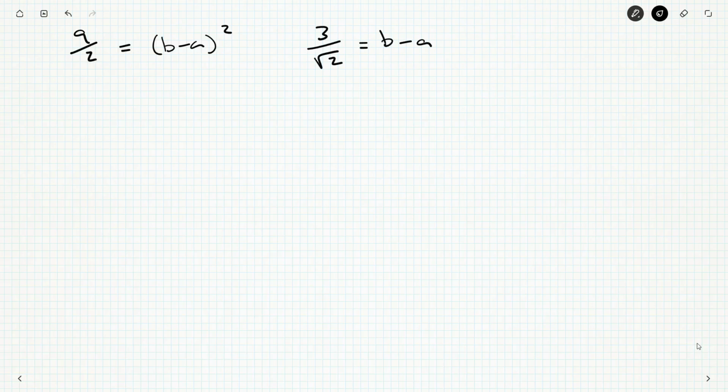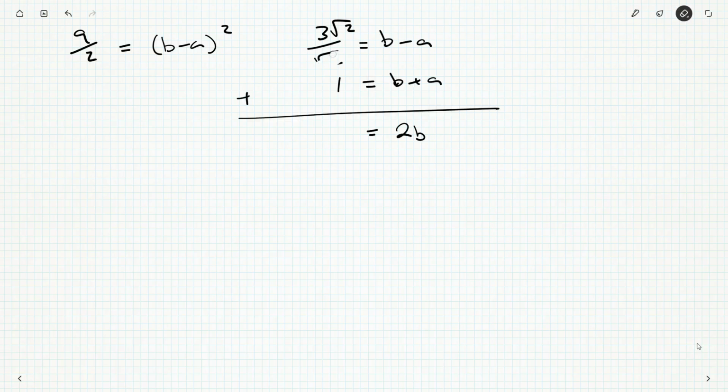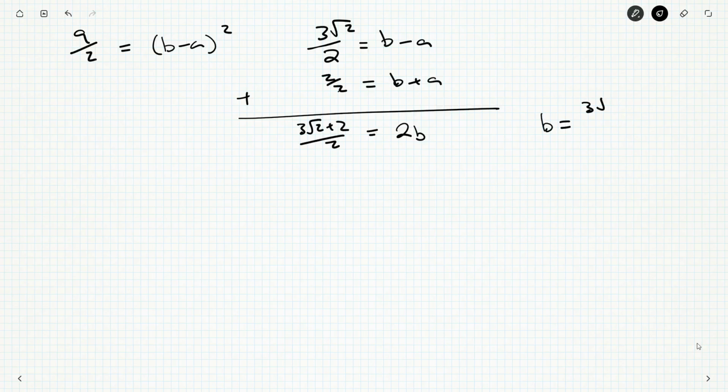One of them's positive. I mean, you can get the negative one, but that just interchanges b and a, so don't worry about that. And we also know 1 is b plus a. So if we add them both up, we get 2b. I'm going to rationalize the denominator really quickly. Just multiply top and bottom by root 2. And I'm going to change this to a 2 over 2. So 2b is 3 root 2 plus 2 over 2. b is going to be 3 root 2 plus 2 over 4.